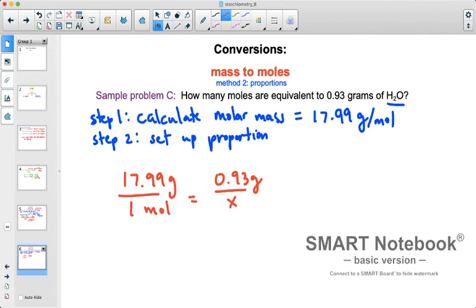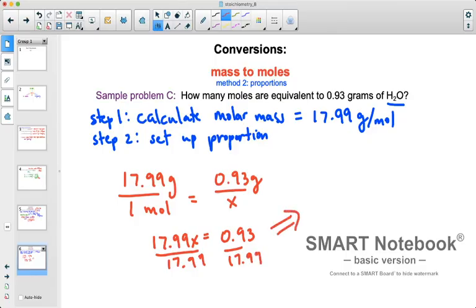Now, when we do proportion, we have to cross multiply. So we end up getting 17.99x is equivalent to 0.93. We divide both sides by 17.99. And your answer ends up being, once you plug it into the calculator, 0.051695 and a whole bunch of other numbers.